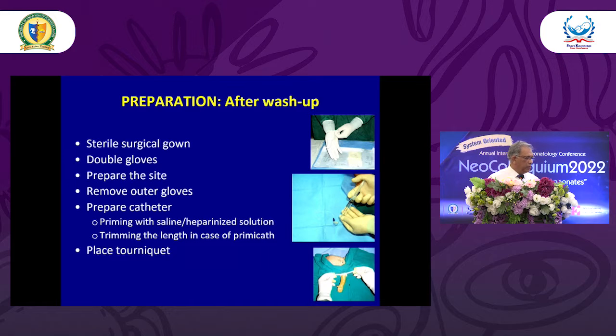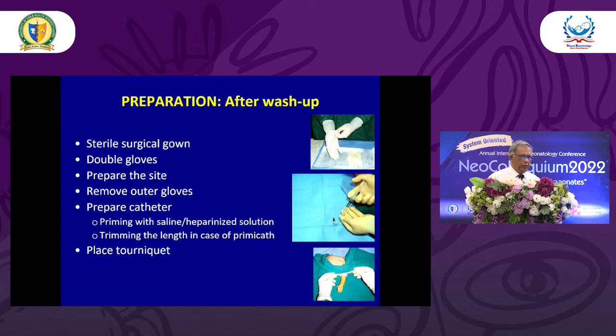Prepare the catheter, means priming it with saline or heparinized solution. And in certain cases, like in Premicath, it's 20 centimeter long. If we need to put 10 centimeter in, we can cut it at 12 or 13 centimeter, but it has to be documented in your logbook. It must be documented that this length of long line has been cut and thrown away, because when we take it out, we again measure it. If you put in 12 and take out 12, then it is safe.